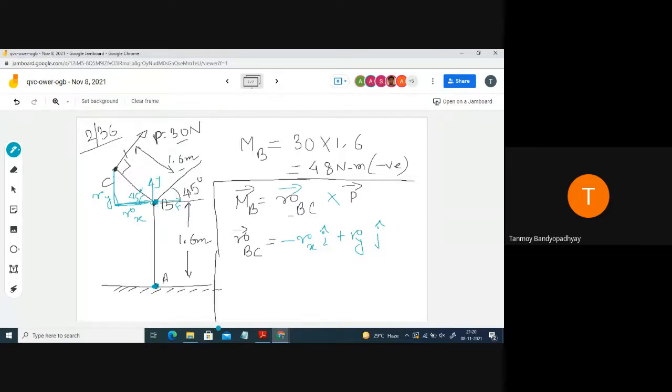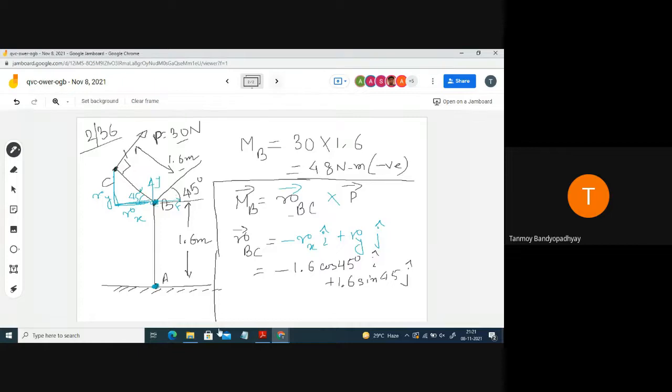So that is actually minus Rx plus Ry. So this will be actually... so what will this minus Rx be? So this minus Rx will be minus... what will this be? Minus 1.6 cos 45 degree. So this is minus 1.6 cos 45 degree plus 1.6 sin 45 degree j cap.